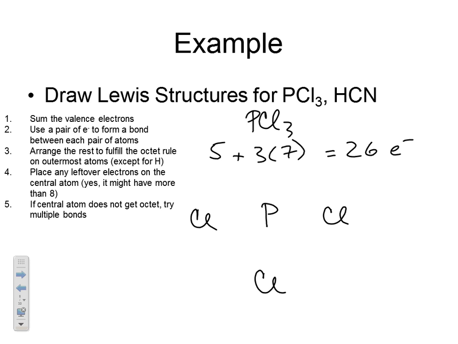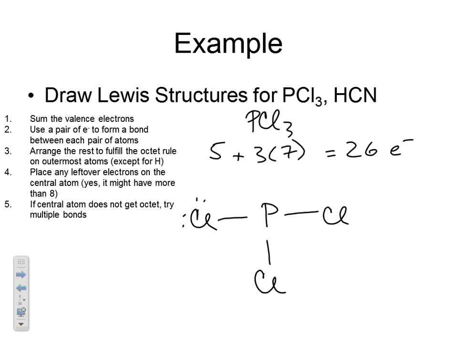So put phosphorus in the middle, and second step, form a bond between the phosphorus and all the chlorines. How many electrons have we used to do that? We have used 2, 4, 6, right? 6 electrons, 3 bonds, 6 electrons. We still need 20 electrons. So the next step, fulfill the octet rule for all your outermost atoms.